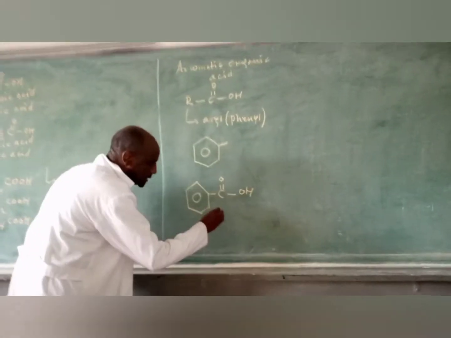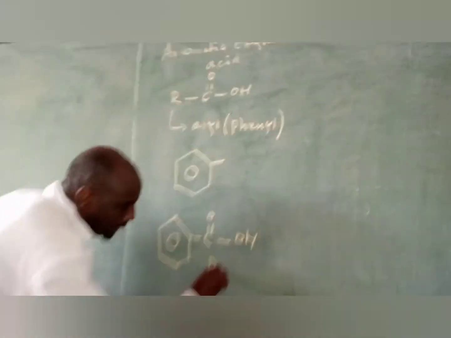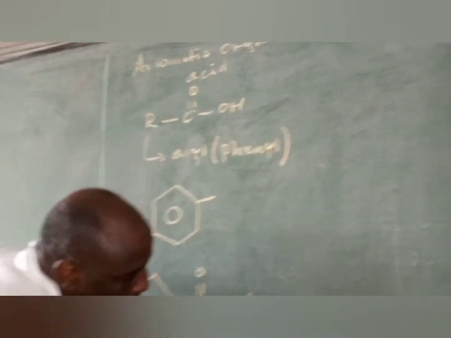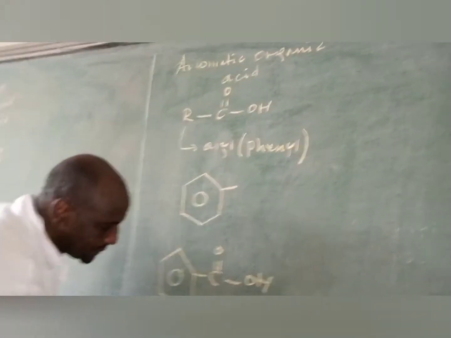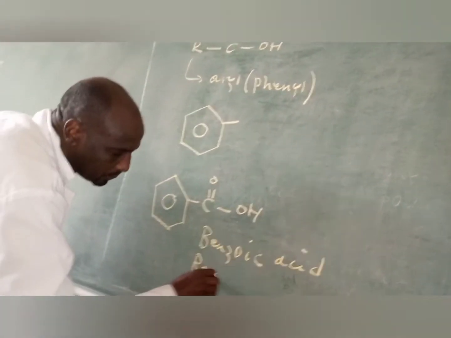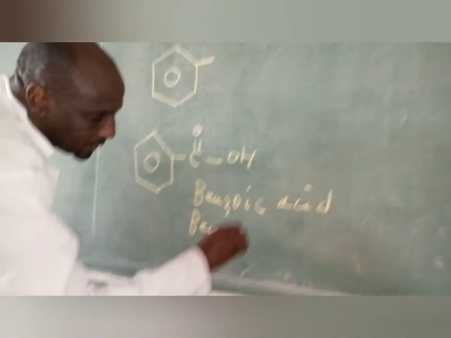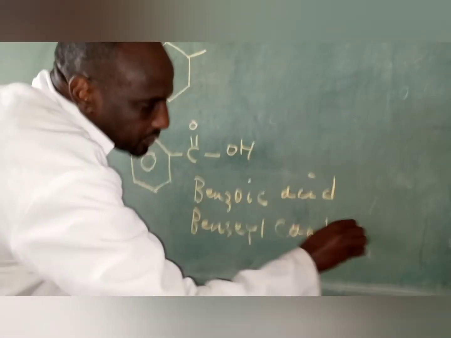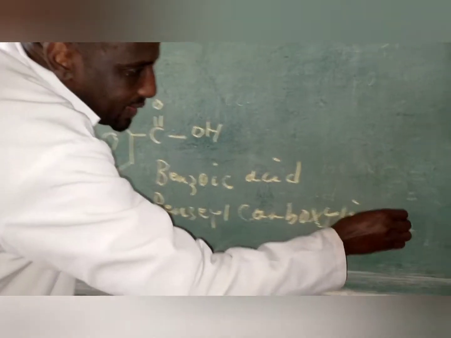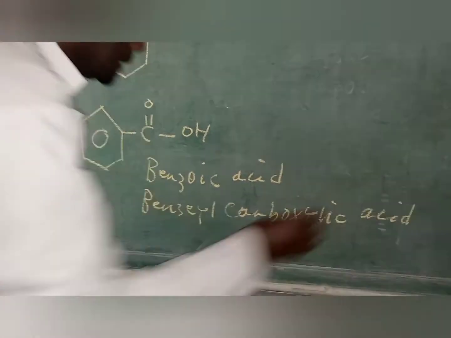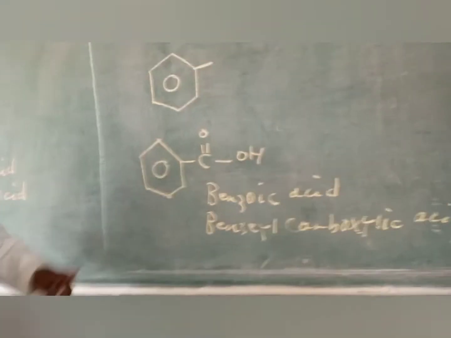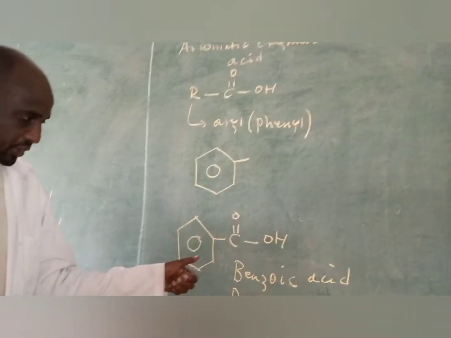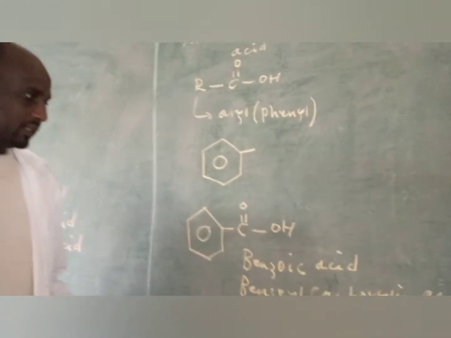This is the simplest aromatic compound. Benzoic acid, we call it. This is benzoic acid, or benzene carboxylic acid. This is the phenyl one, the simplest aromatic organic acid, which is known as benzoic acid.